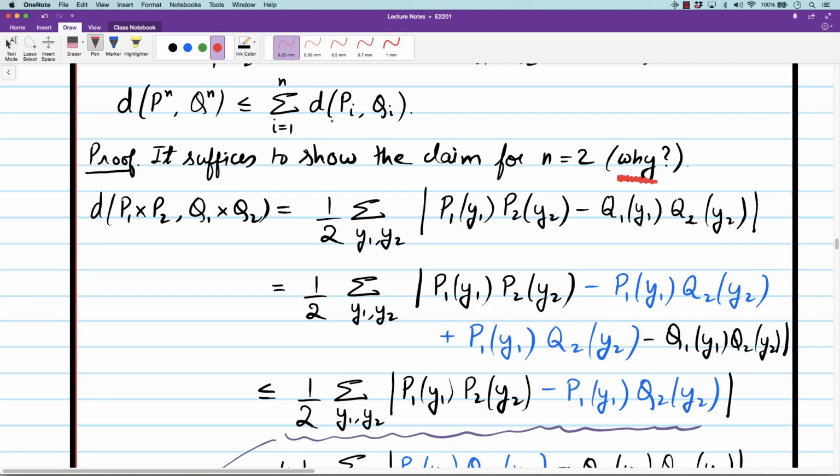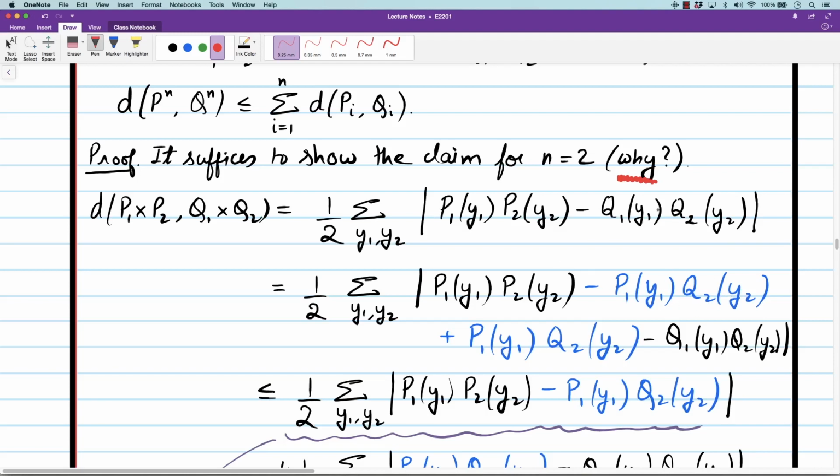How do we show it for n equal to 2? It's just the triangular inequality. We look at this quantity. It looks like this when we expand. I'm just showing it for a discrete distribution. So it looks like this. I'll add and subtract P1 of y1 times Q2 of y2. This is a fictitious distribution.